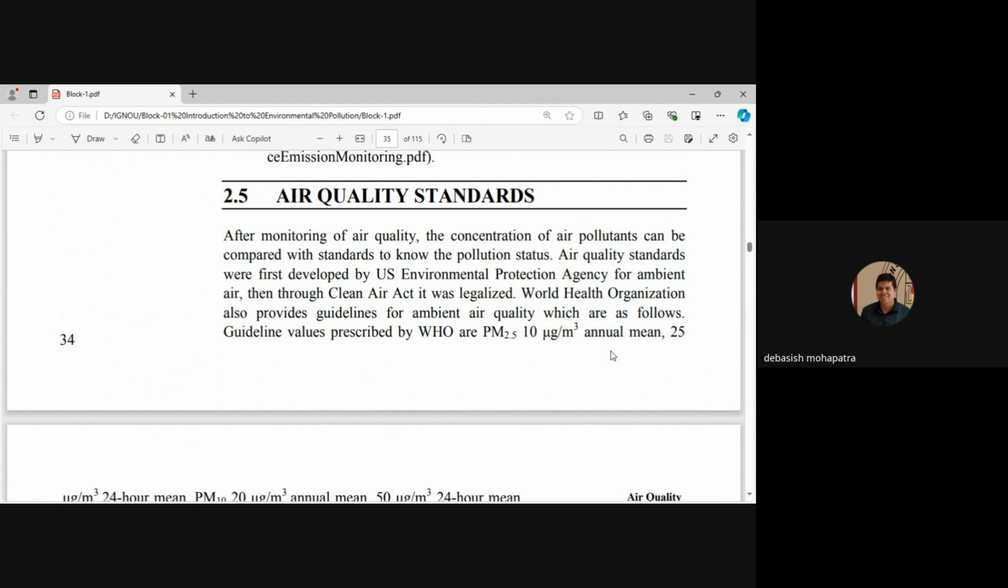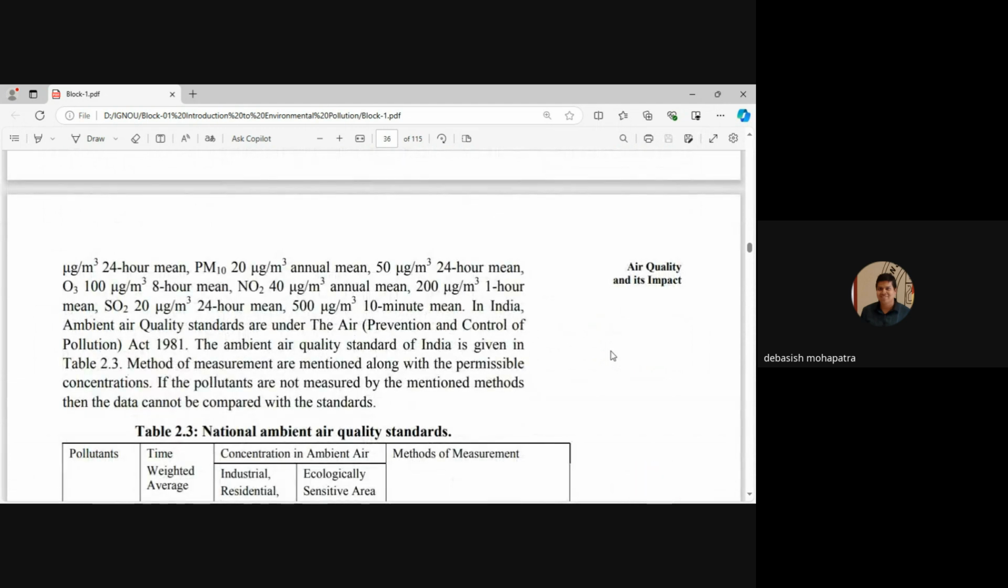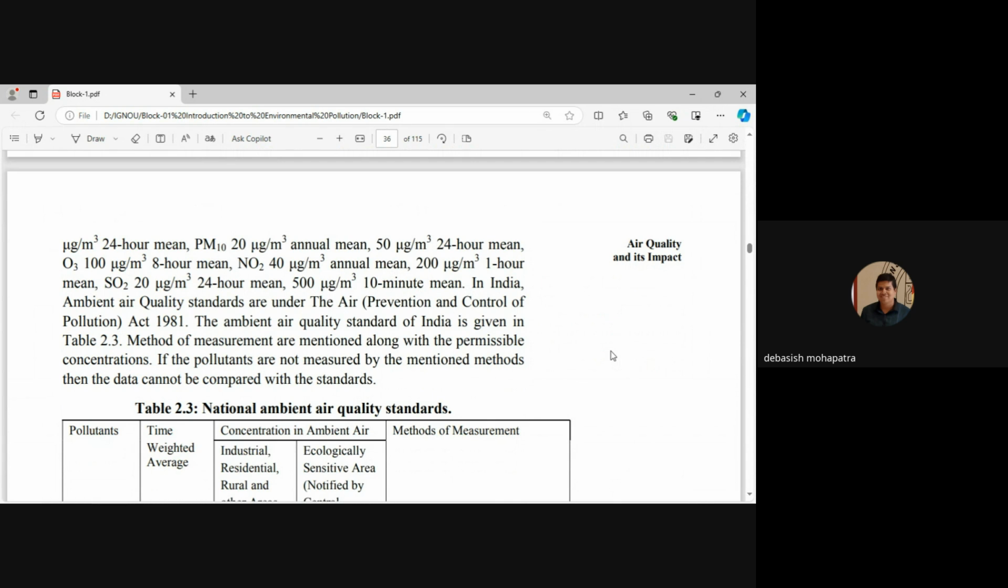Guideline values prescribed by WHO: PM 2.5, 10 microgram per meter cube, annual mean; then 25 microgram per meter cube, 24-hour mean. PM 10, 20 microgram per meter cube, annual mean; 50 microgram per meter cube, 24-hour mean. And ozone, 100 microgram per meter cube, 8-hour mean. Nitrogen dioxide, 40 microgram per meter cube annual mean, then 200 microgram per meter cube 1-hour mean. Then sulfur dioxide, 20 microgram per meter cube 24-hour mean, 500 microgram per meter cube 10-minute mean.